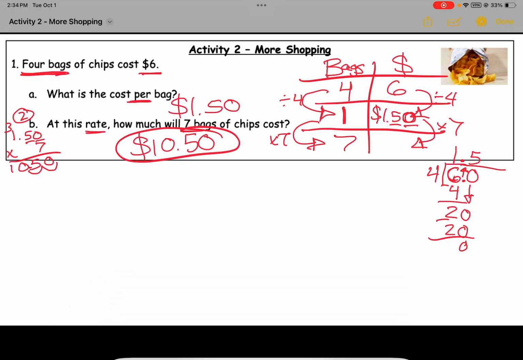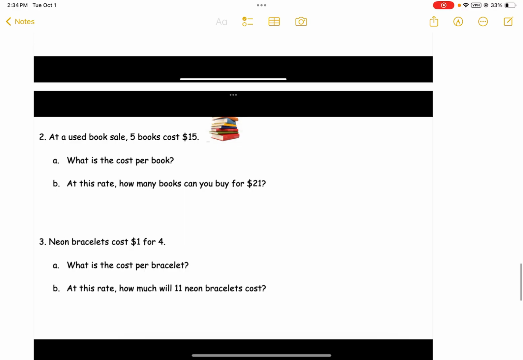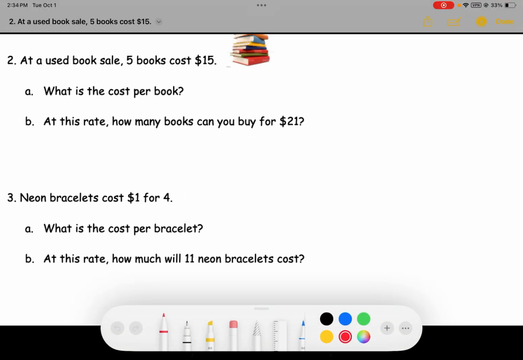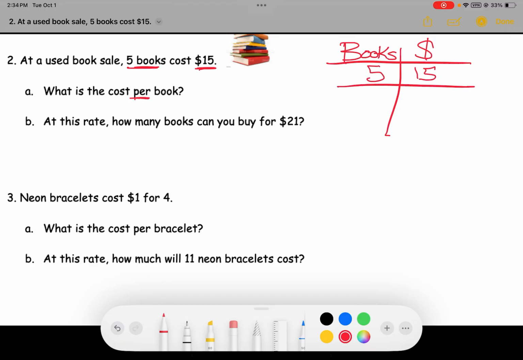And there's that. Moving on to question 2. Question 2. At a used book sale, 5 books cost $15. So I'm going to do a table. I have books and I have dollars, or money. What is the cost per book? So first put your ratio. We have 5 books for $15.